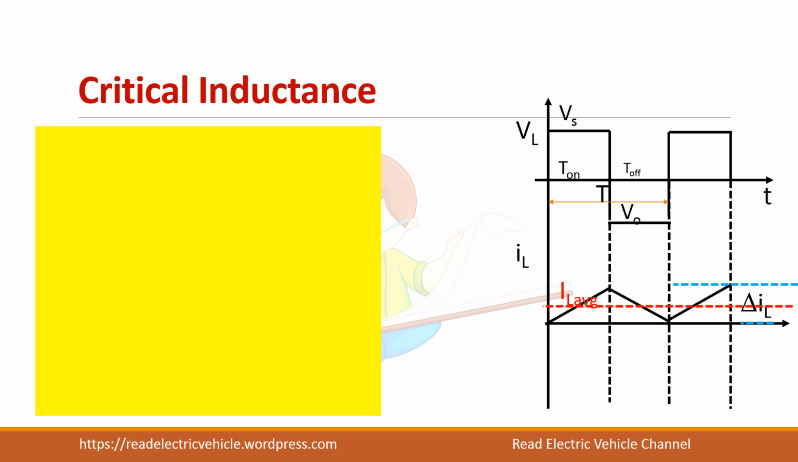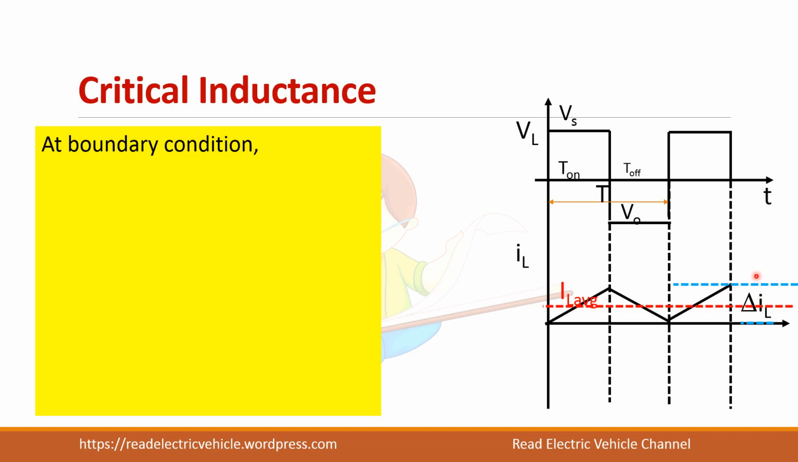Next, let us calculate the critical inductance. So what is critical inductance? It is the boundary condition, the minimum inductance at which the converter operates in continuous conduction mode. When the inductance is lower than the critical inductance, the converter will go to discontinuous mode, and when the inductance is more than the critical inductance, it will be in continuous conduction mode. This is called the boundary condition, at which the inductor current just touches 0 and goes up.